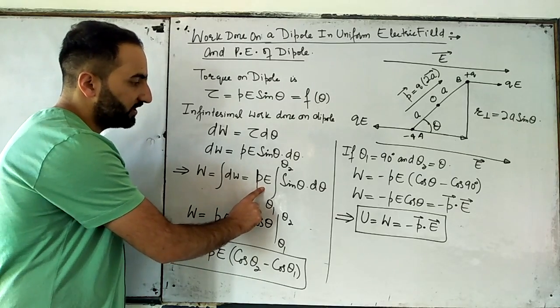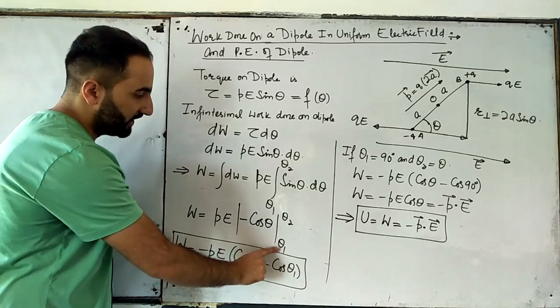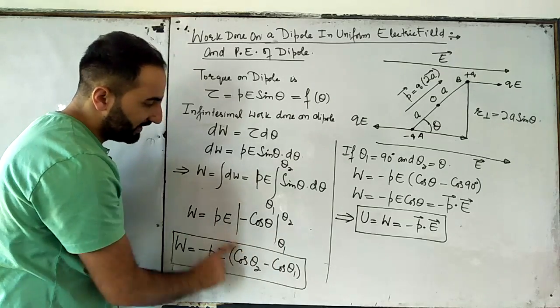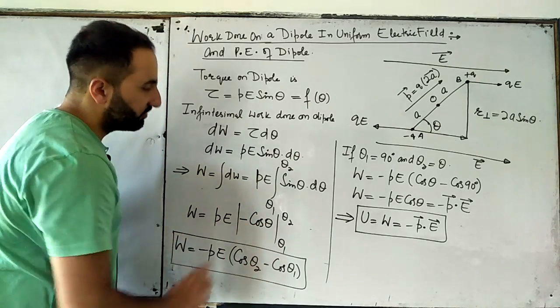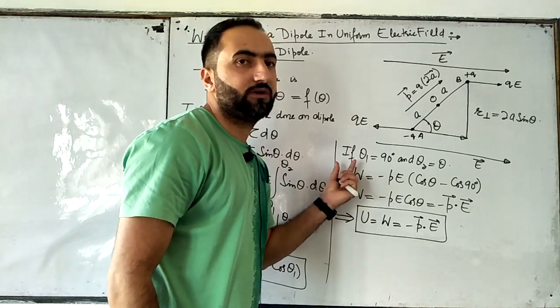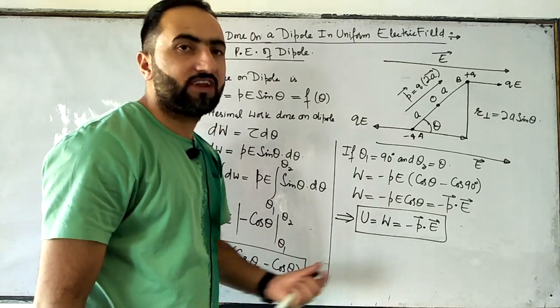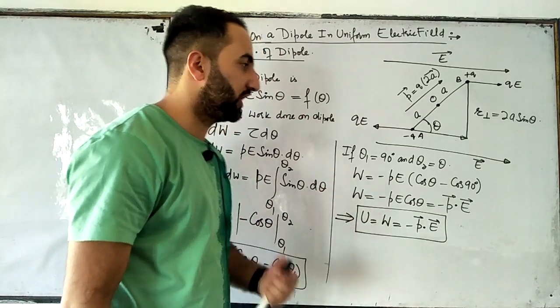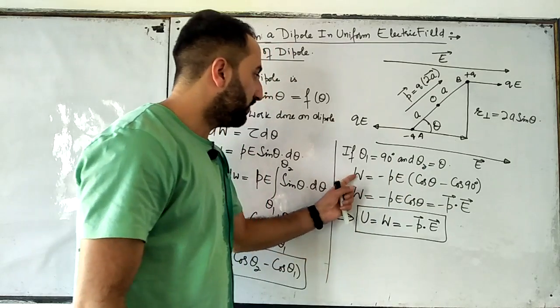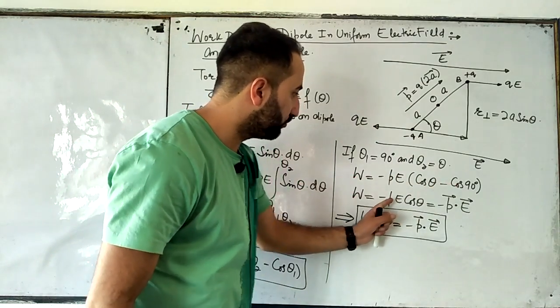So P is a constant, it will be out of the integral. Integration of sin theta is minus cos theta from theta 1 to theta 2. So minus PE, then upper limit minus lower limit, cos theta 2 minus cos theta 1. Then if theta 1 is 90 degrees, this is called the reference point. When theta is 90 degrees, obviously the potential is 0. So this is the reference point with respect to which we define the potential energy. Theta 2 is theta. So work done is minus PE multiplied by cos theta minus 0, since cos 90 is 0. So this will come.